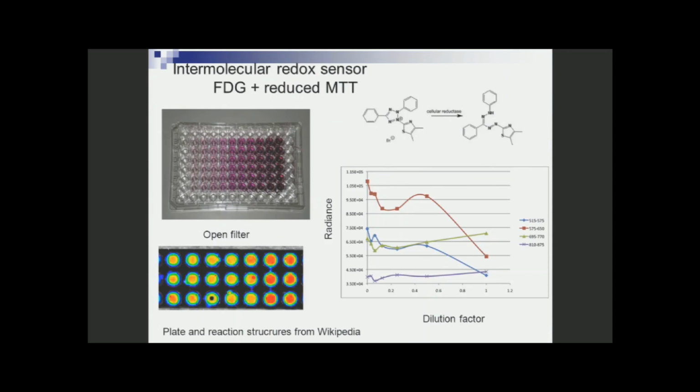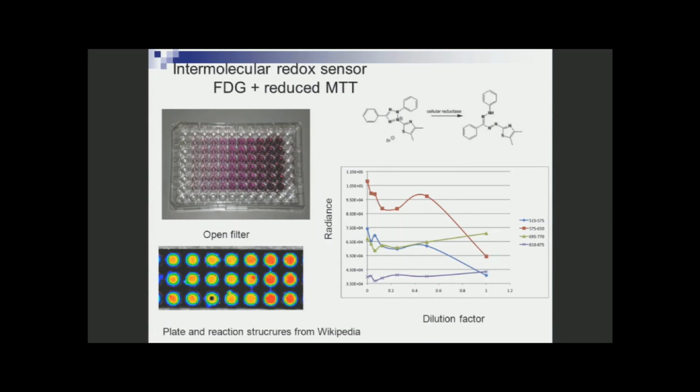We've taken MTT. MTT is a commonly used reagent in tissue culture. It's a formazan dye that you add to cells, and if the cells have functioning mitochondria, then the dye gets reduced and the dye turns purple. And so then you extract the MTT and you measure it in a plate reader, and it gives you a measure of cell viability. So this is the reaction here showing the reduction of MTT to the colored product.